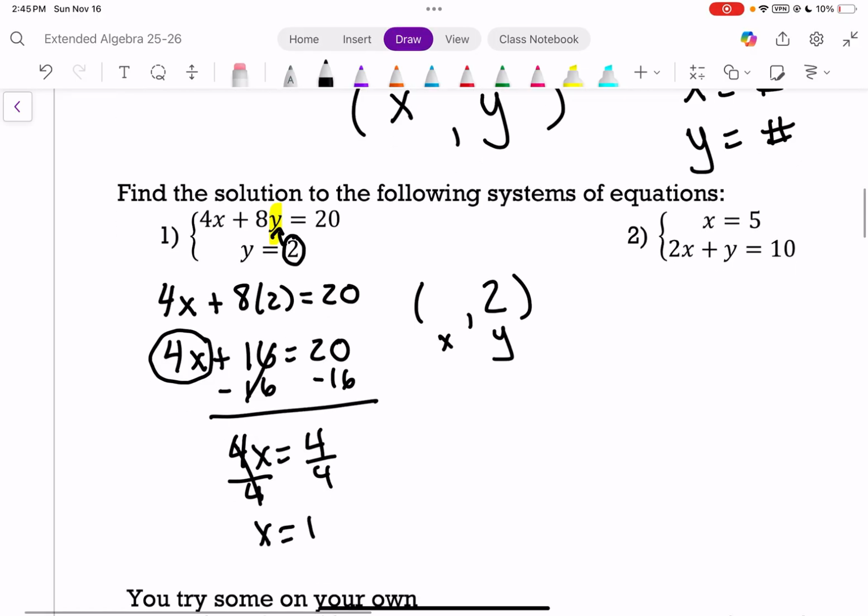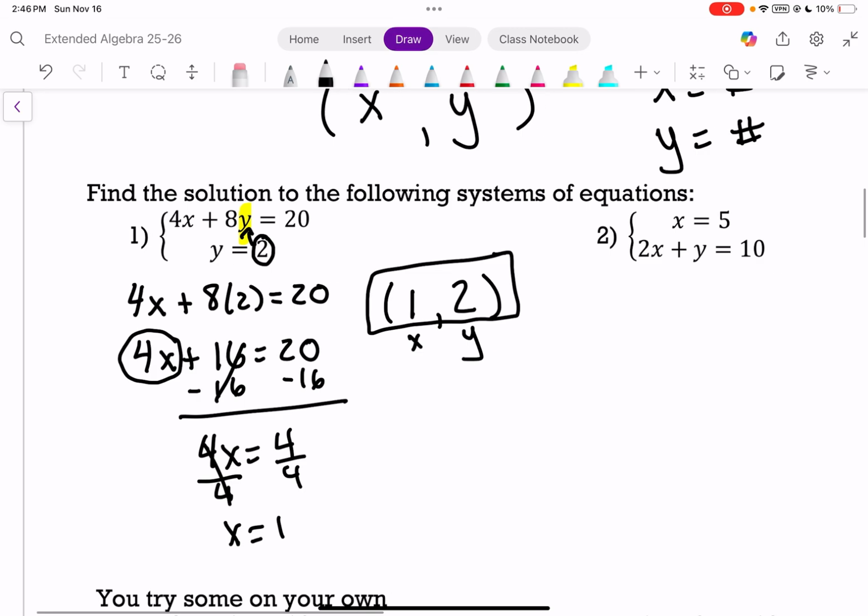x would equal 1. Okay, so my final answer needs to be as a coordinate point. My x value is 1. My y value is 2. So my final answer is (1, 2).